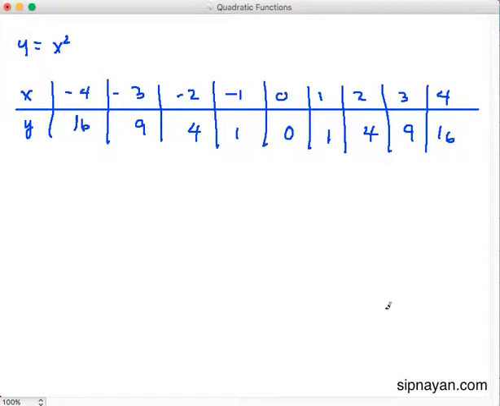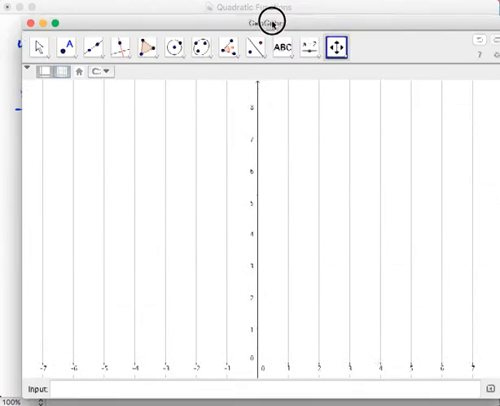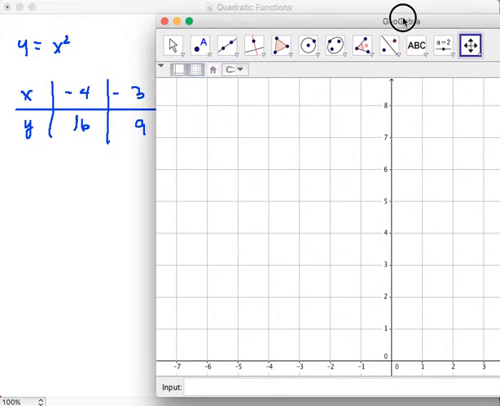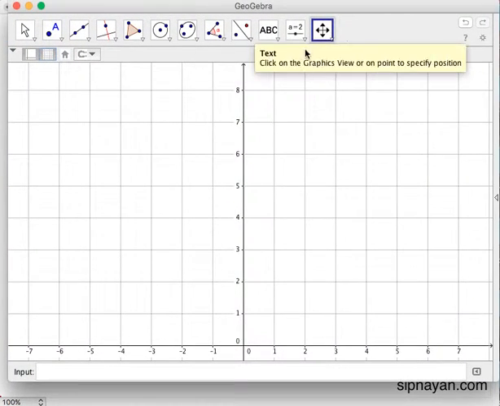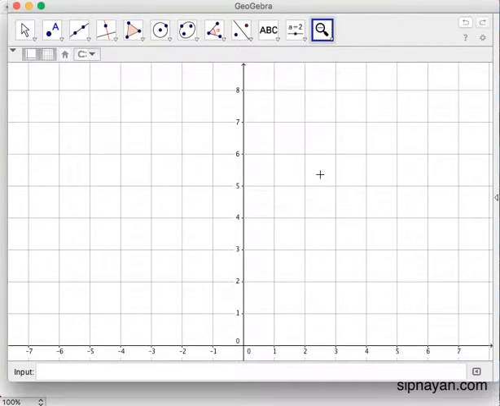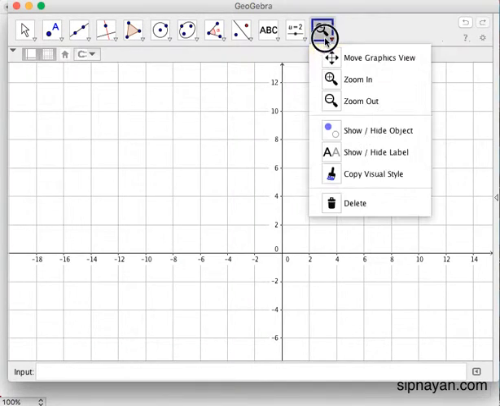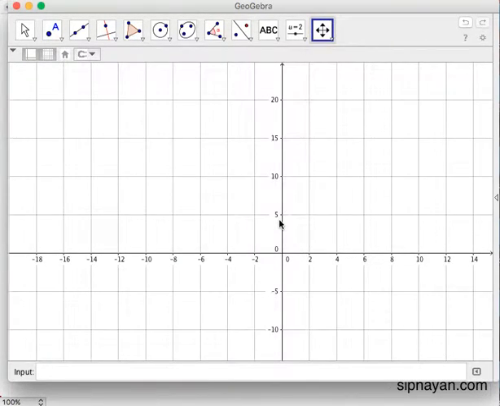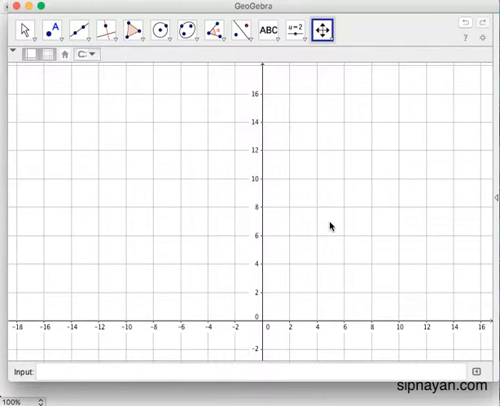Paano natin yan i-graph, no? Okay? So, meron tayong negative 4. Asan ang negative 4? Ito yung x-axis natin, di ba? So, hanapin muna natin yung negative 4. This is negative 4. Asan ang 16? Nasa taas. Masyadong maliit itong graph natin. I think we should zoom out natin ng konti. Dapat nakikita natin yung 16.